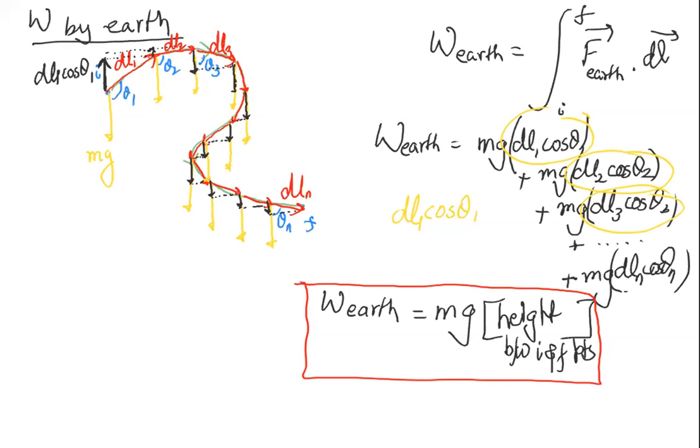मतलब सरफेस ऑफ अर्थ के ऊपर अगर आपने अभी बालकनी से अपने पेन को गिरा दिया तो जब वो जमीन पे गिरेगा तो वर्क डन बाय अर्थ ऑन दैट पेन, work done by earth on that pen will be equal to mgh.